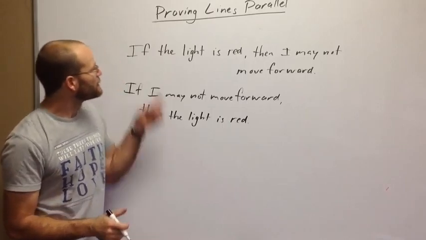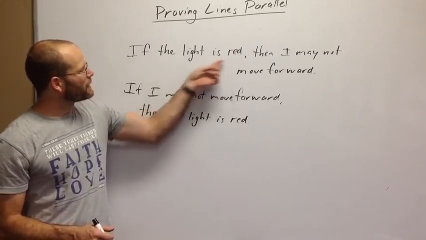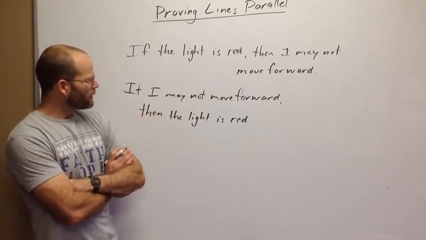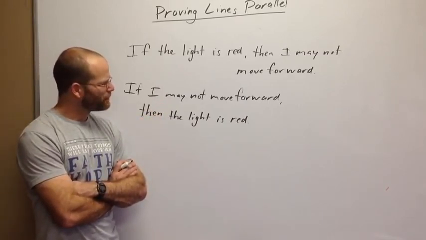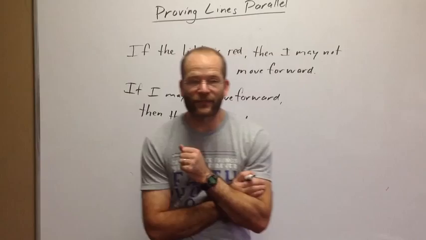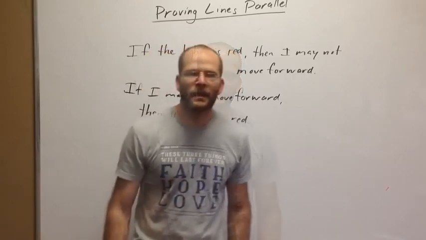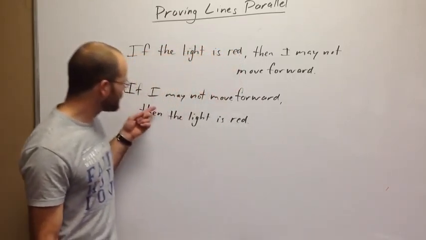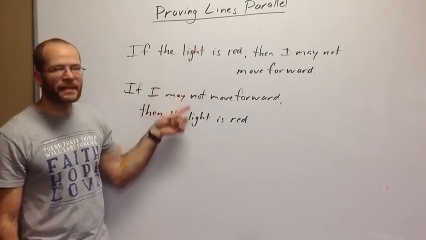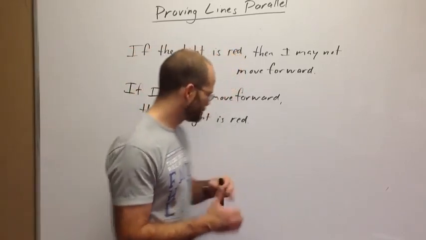Pretty simple task. This is a conditional, this is the converse. Notice the truth values. I think most of us would agree that this is a true statement. However, when we look at this one, if I may not move forward, then the light is red, I think most of us could come up with a counterexample. For instance, if you're at an intersection and there's a police officer directing traffic, you may get a green light, but if he has his hand up, you're not permitted to move forward. And so in that instance, you'd find that this conditional, that is the converse of the original, would be false. So we see that sometimes conditionals and converses have different truth values, and that's important to keep in mind. Let's look at another example.